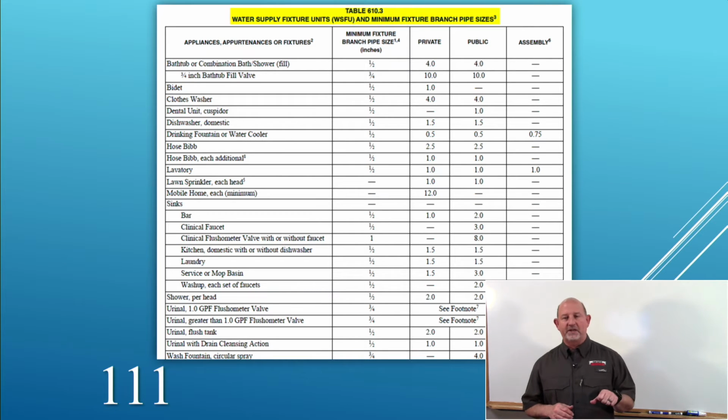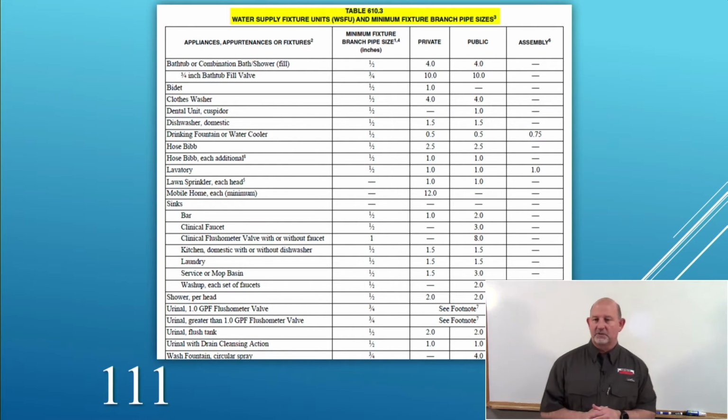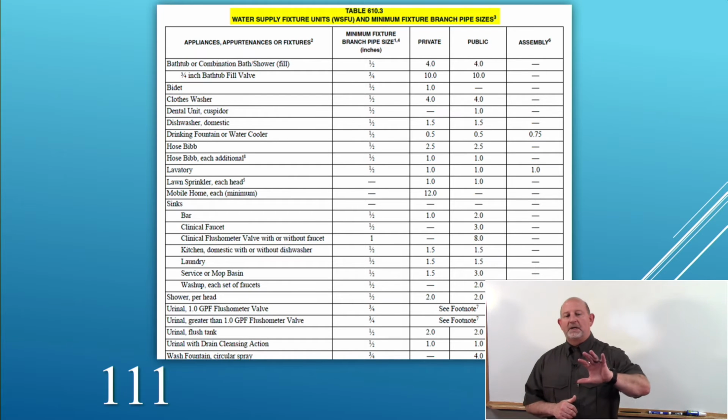So 4 plus 10 is 14, plus 1 is 15, plus 4 is 19, right? So that'd be your clothes washer, and then if I added that dishwasher in there, then that'd be 20 and a half, 20.5. 4, 14, 15, 19, 20 and a half, right? So that would be my total demand for all of those if they were in my house. So my demand now is 20.5 WSFUs.